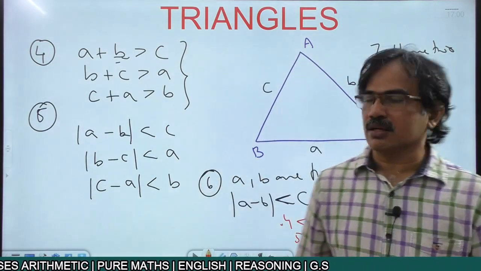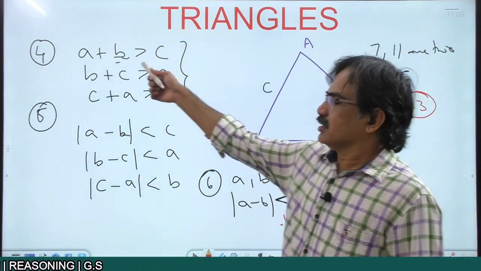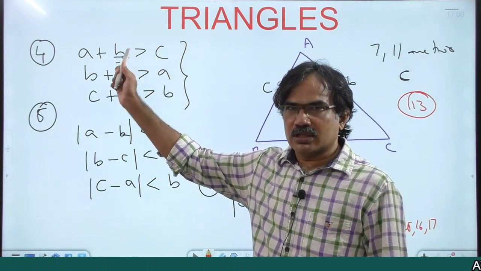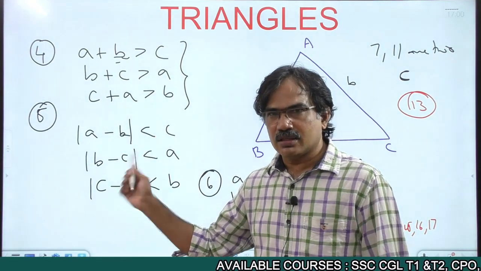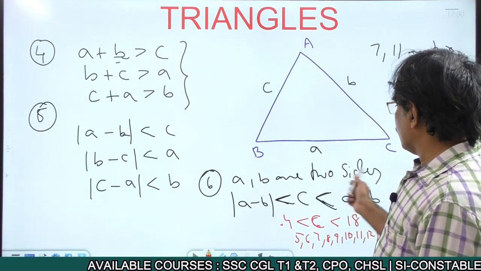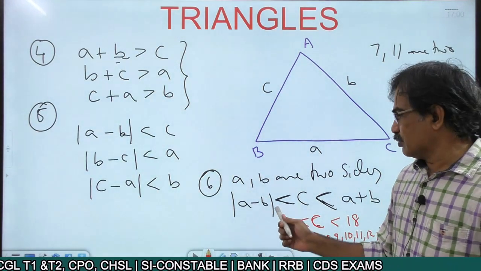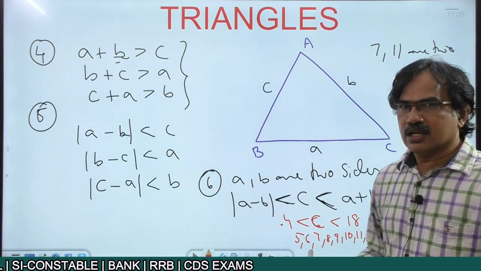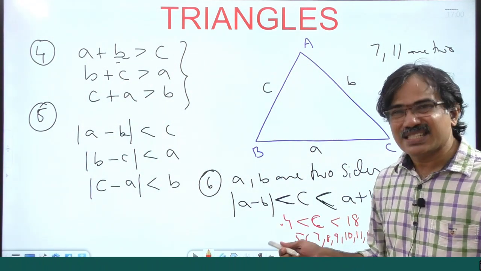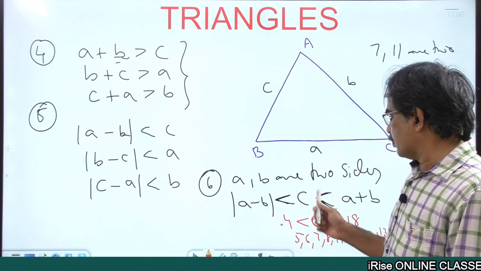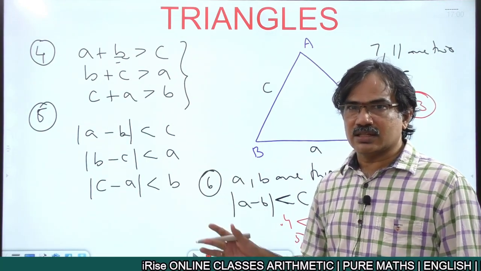These 3 points are based on sides. Once again, listen. Sum of two sides must be greater than third side. Difference of two sides must be less than third side. If A, B are two sides of a triangle, then the third side always lies between A minus B and A plus B. Must be greater than A minus B and must be strictly less than A plus B. Okay, these are related to sides.